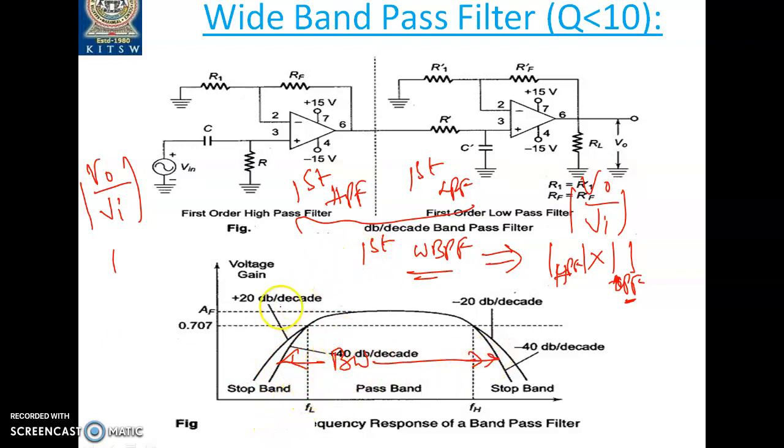If it is first order, during the initial stage the slope is plus 20 dB per decade, and minus 20 dB per decade is the roll-off rate at the other end. But if we take a second order active high pass and a second order active low pass, that means we are designing the second order active wide band pass filter. At that point, the slope should be 40 dB per decade if you are designing the second order, and minus 40 at the other end. That is the only point you need to note.